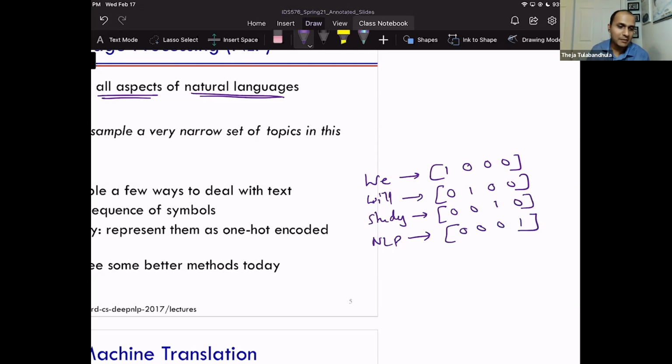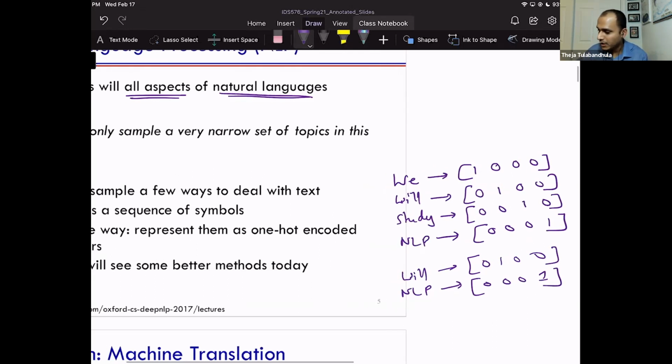And if my vocabulary was only 4 words, and if there was another sentence that had maybe the words will and NLP, maybe this was a sentence, it's a malformed sentence, but anyway, so you would just have 0, 1, 0, 0, and 0, 0, 0, 1. Okay, there's one way to represent these symbols. These are symbols. I mean, these are not really symbols. I mean, characters could be symbols, but let's think of words also as symbols.